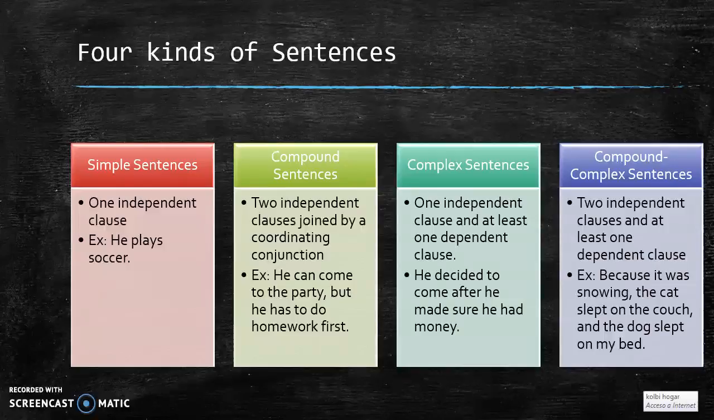A complex sentence is going to have one independent clause and at least one dependent clause. He decided to come after he made sure he had money. Okay? So we have one independent clause, he decided to come, and the dependent one, after he made sure he had money. And the last type is a compound complex sentence in which you mix two independent clauses and at least one dependent clause. Look at the example. Because it was snowing, the cat slept on the couch. That would be the first idea. What is the second one? And the dog slept on my bed.